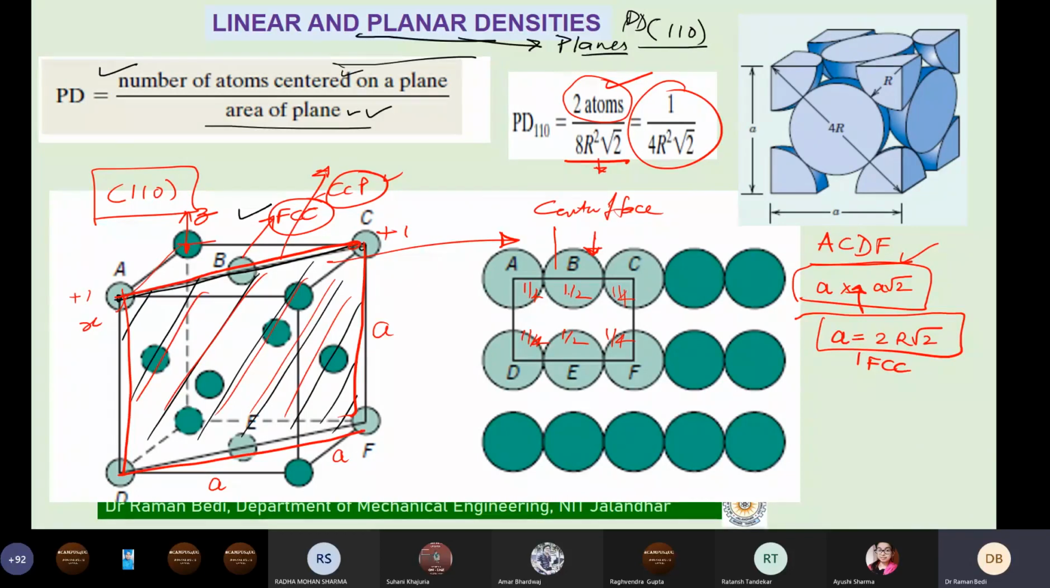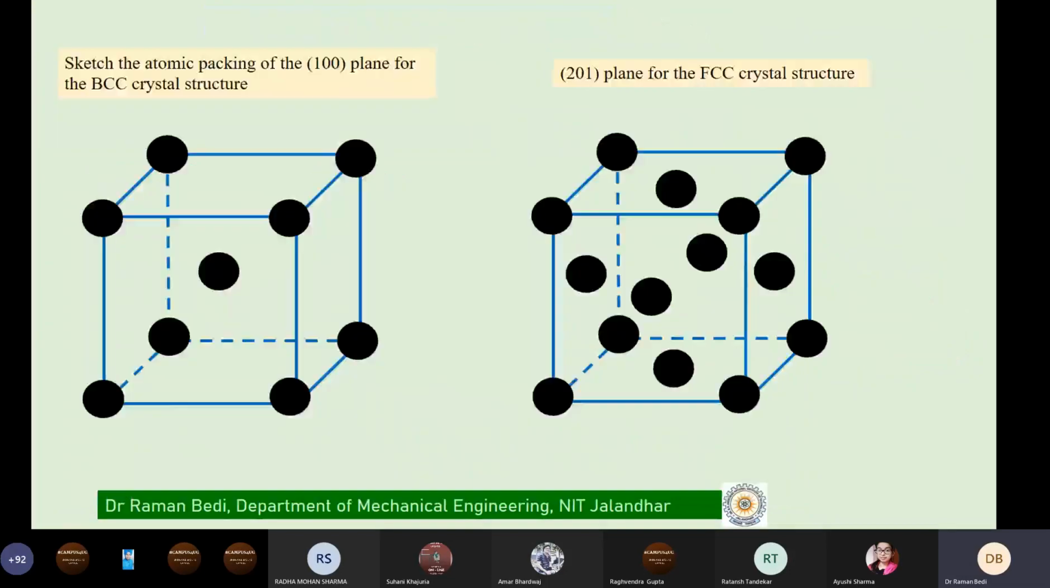This is what we already know in the case of crystallographic directions also. If they were crystallographically equivalent, they had the same linear density. Is it clear? Okay. Yes, sir. Let's move forward.